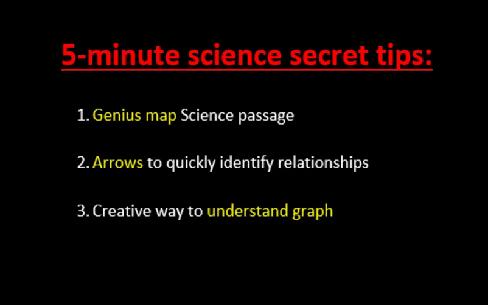Remember, Genius Map, the last sentence or two from the mini introductory paragraph at the top. Arrows whenever you see columns with charts of numbers help you quickly understand what the relationship is, because there's always going to be a question. And then a creative way of understanding your graph or your chart: just rotate it either left or right to orient it to make the chart more understandable for what your brain quickly is going to make an assumption about.